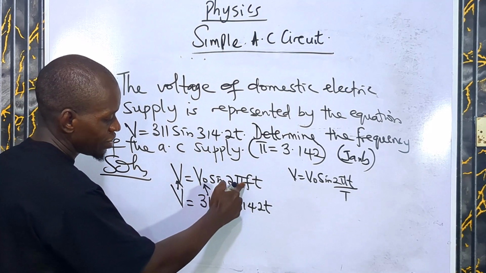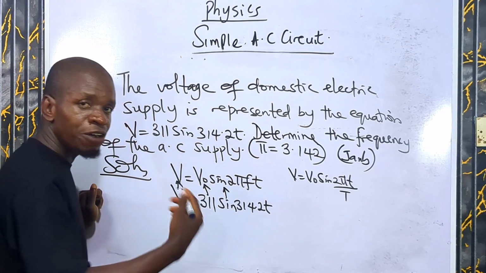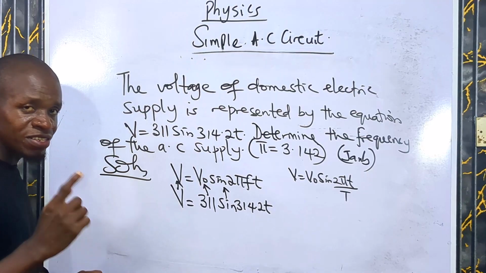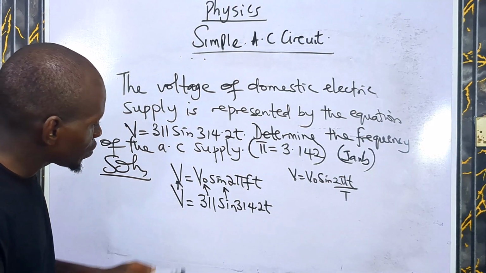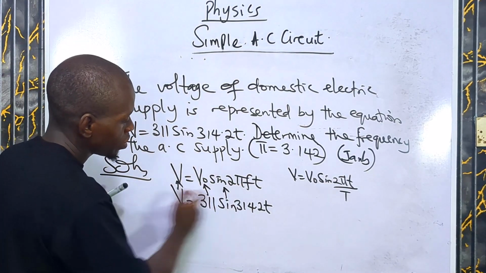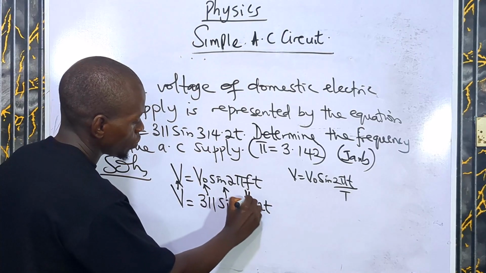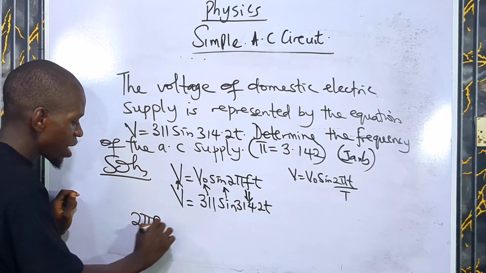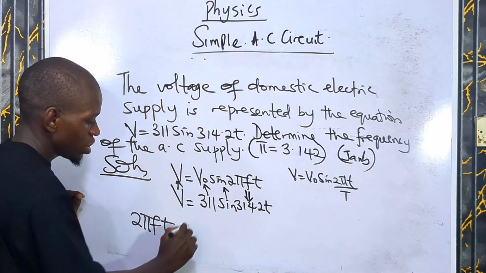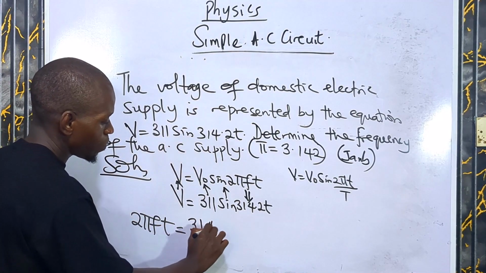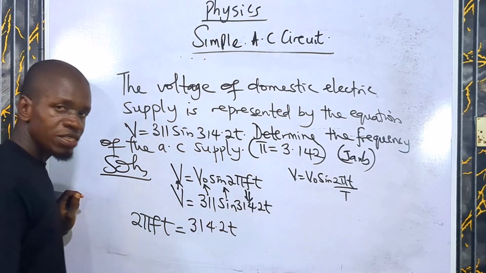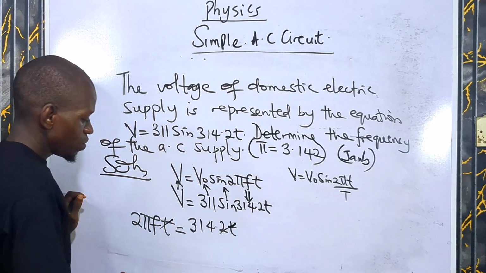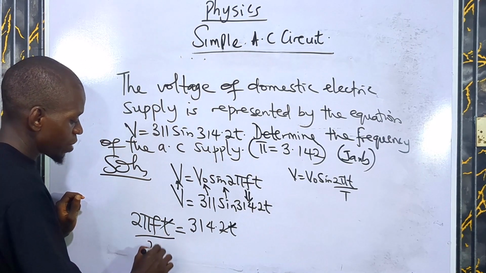And automatically this 2 pi f t, from the formula that I know that has frequency, that is the formula of instantaneous voltage that has frequency, I can compare with this one. That is, this one is equal to this one. So for me to solve this, I will just say 2 pi f t equals 314.2 t. That's all I need to know. I can cancel my t and cancel my t. What do I have here now? I'll divide both sides by 2 pi.